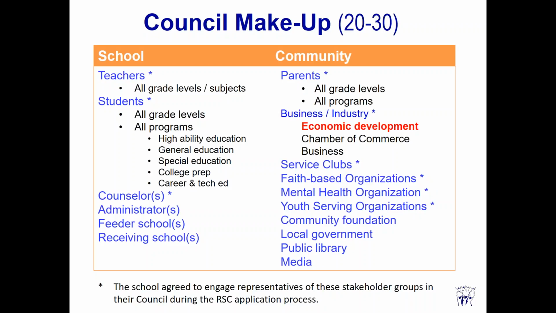Now, the folks on this page that have an asterisk next to them, those are folks that when you applied to enroll in our Redesigning School Counseling, you made an assurance that you would recruit these people and have them be on your council. So the people that have stars after them, those are the required members of your council. Now, that does not mean that the other folks are not important, and I would certainly be looking at the community foundation, your local government, your public library. Those are all folks that can be critical in designing your school counseling program and later delivering it.